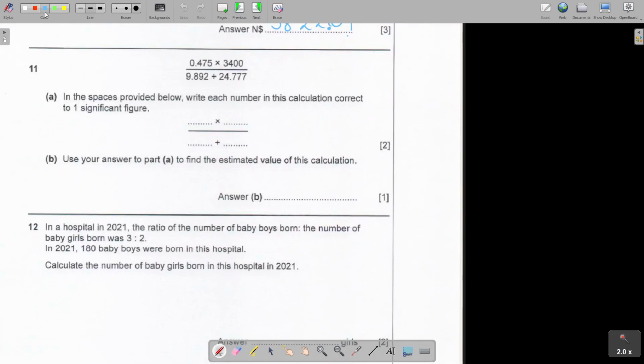So, again, what I'm going to do, I'm first going to just mark in the space below, write each number in this calculator to 1. Now, I'm just going to mark. So, that is my 1, that is my 1, that is my 1, that is my 1. Okay, I look at the one behind, it's a 7, so this becomes a 5, so it's 0.5. I look at the one behind, it's a 4, so it stays a 3.